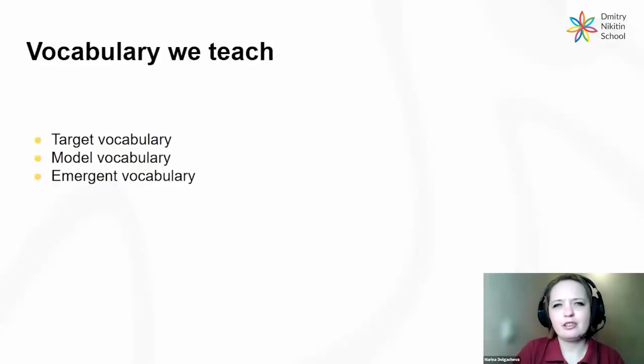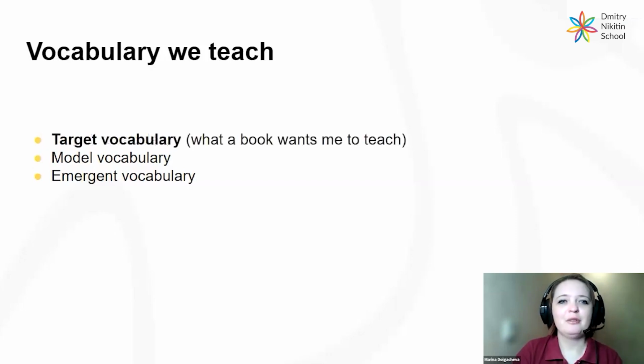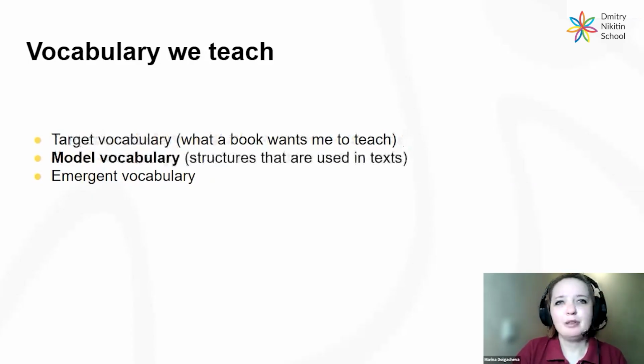There are different classifications, different types of vocabulary. Today I'm going to stick to the three types. First of all, the target vocabulary, it's what a book that we use in our educational process, I mean, what the authors of the book or the school curriculum want us to teach. That's modal vocabulary. It's basically the structures, vocabulary, grammaticalized vocabulary structures that are used in texts, in scripts, in separate sentences that are given in the course book that we use.